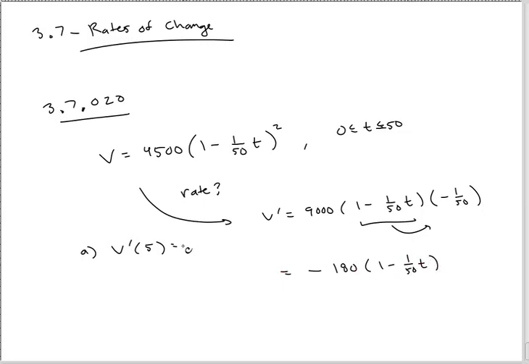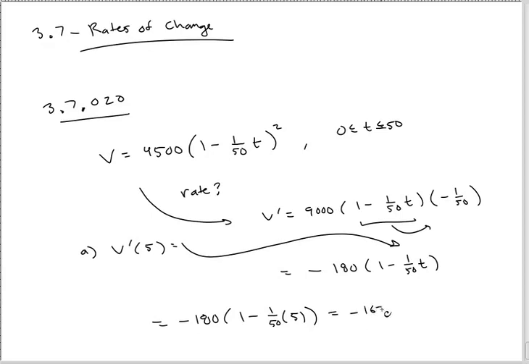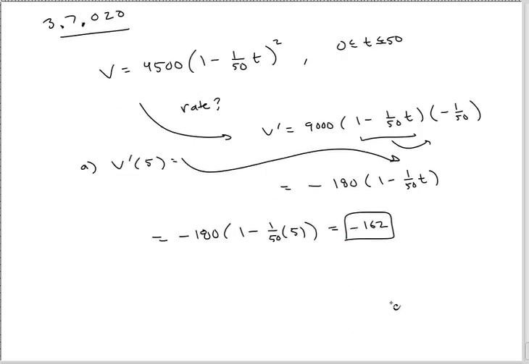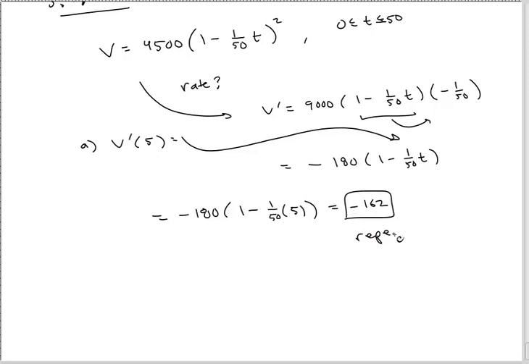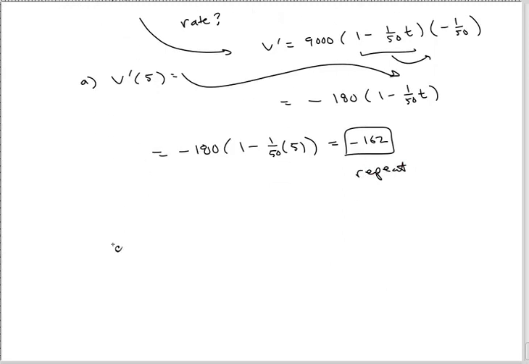Cool. And so now I can finally plug in my 5. So negative 180 times (1 minus 1 over 50 times 5), and it ends up being negative 162. And that's all we have to do. You just repeat this a couple times because they're asking for multiple things.